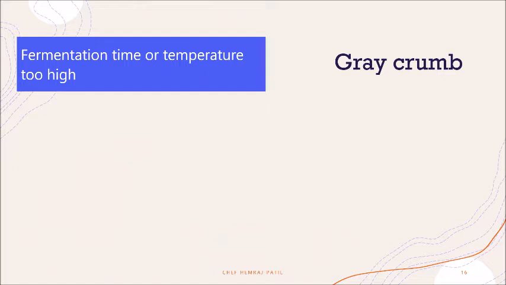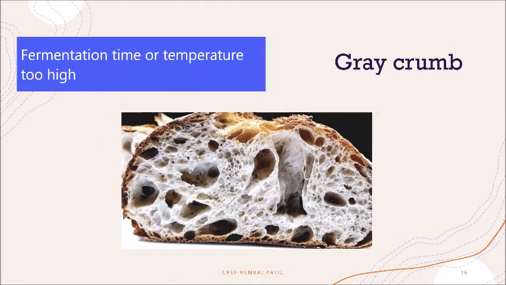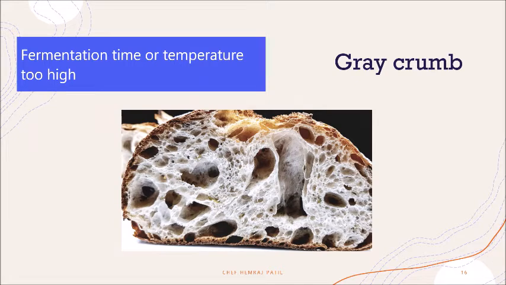Gray crumb. Sometimes your bread crumb is a little gray in color. The reason is fermentation time or temperature too high. If the bread is over fermented and the temperature is too high, because of that also the color of the crumb will change. So here in the picture you can see it's not really white.